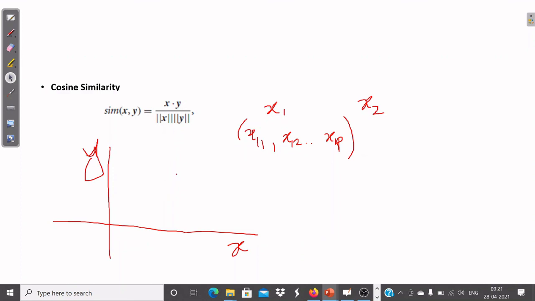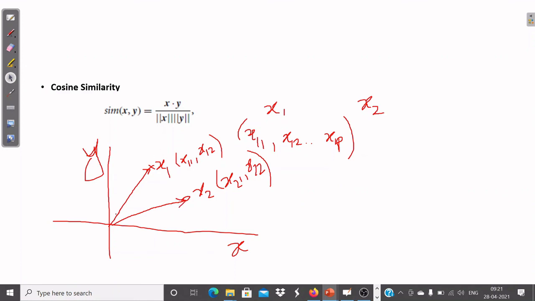We'll look at two dimensions first. You will have some x1 here, which is represented using x11 and x12. And we have another point x2, represented using x21 and x22. Now you can think of these as vectors from the origin. These are two vectors.